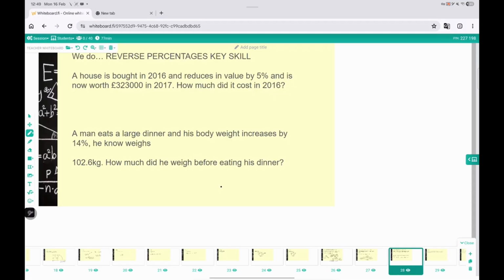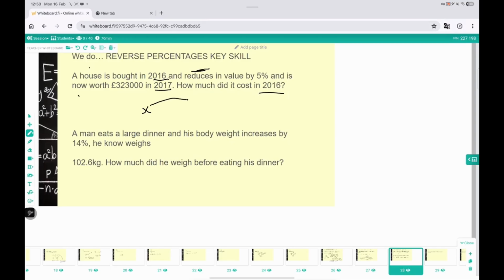Okay. So, this one here is actually reversing a reduction. Reduce, obviously. So, our house costs... by the way, sorry. You'll notice here, by the way, they didn't use before or originally, but they gave you time values. If they're looking for the cost in 2016, that's past tense, isn't it? If it's now 2017, 2016 was before. So that's another way they can tell you it's a reverse percentages question.